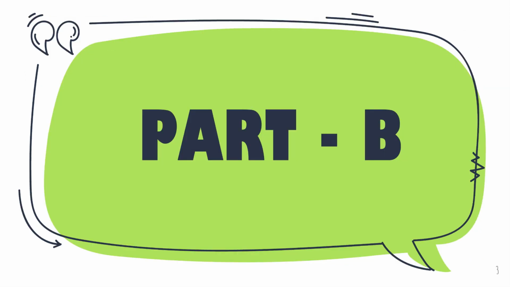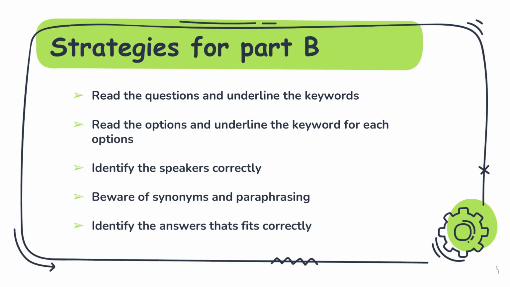In Part B, use the 15 seconds in between each of the audio recordings to help you find the correct answer. Here are some of the top strategies to get a full score in Part B. First, read the questions and underline the keywords before you listen to the audio, which helps you to focus. Second, read the options and underline the keywords for each option, which helps you to focus. Third, identify the speakers correctly and understand the gist of the communication.